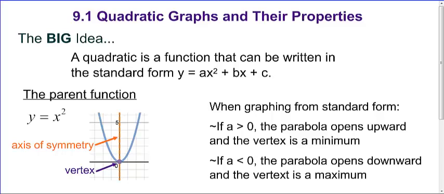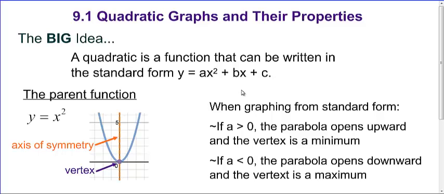The big idea for today's lesson is understanding the way a quadratic can be written. The standard form you can see here is y equals ax squared plus bx plus c, and how that affects the graph, the different values, especially for a and c will be the two we'll focus on the most today.